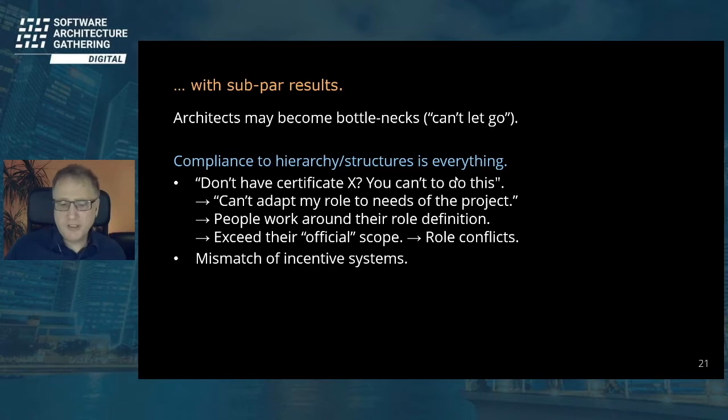Other things: incentive systems do not work anymore. I sometimes call those the Big Lebowski principles of architecting or developing. If it's easier to hack the incentive system than doing their job, then people hack the incentive system and don't do their job. This goes back to Joscha Bach, who discovered something similar for artificial intelligence systems.